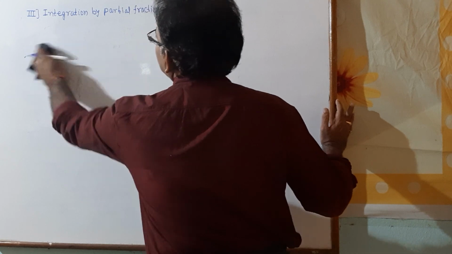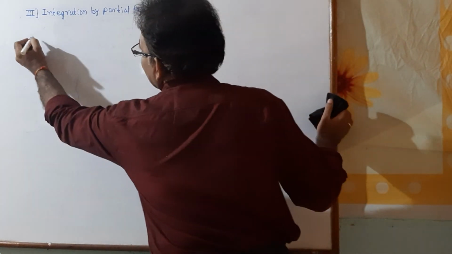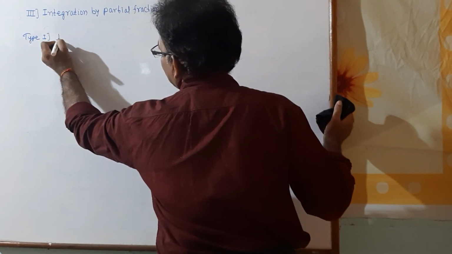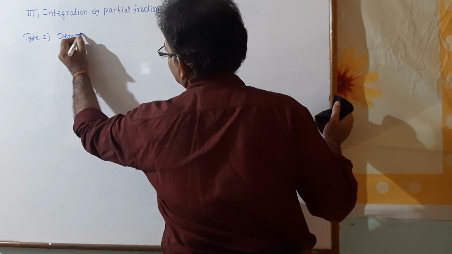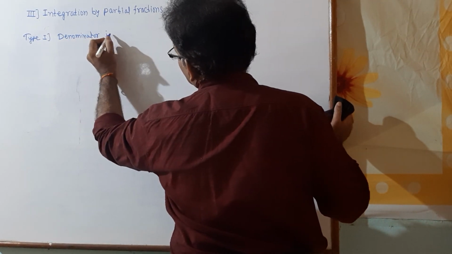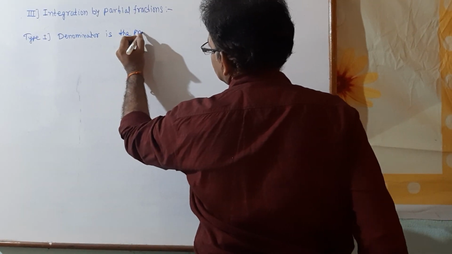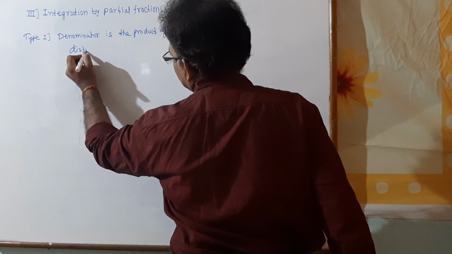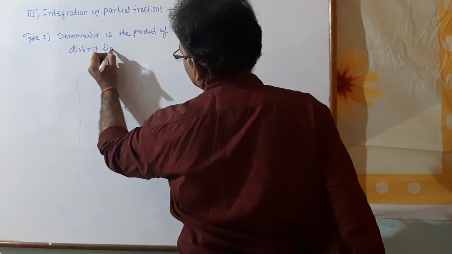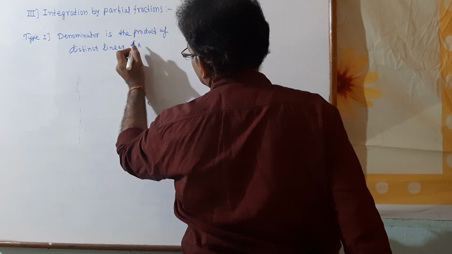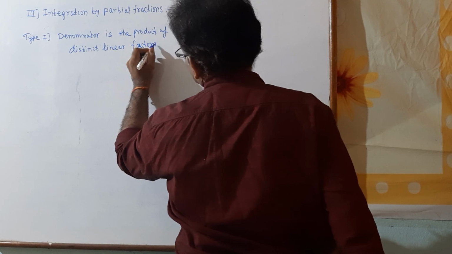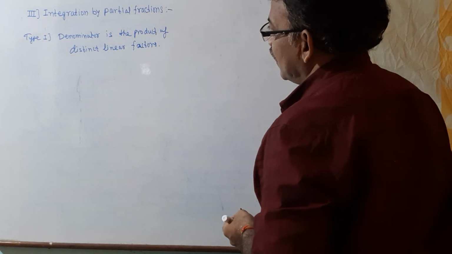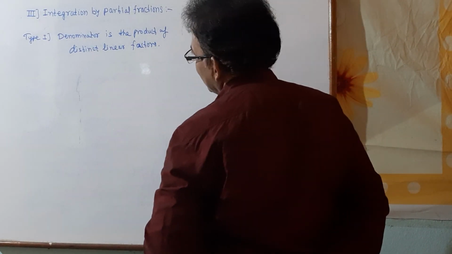So see here, type number 1. All types depend upon the form of the denominator. So what is type number 1? Type number 1: the denominator is the product of distinct, meaning different, linear factors. Linear means the power of x must be 1.